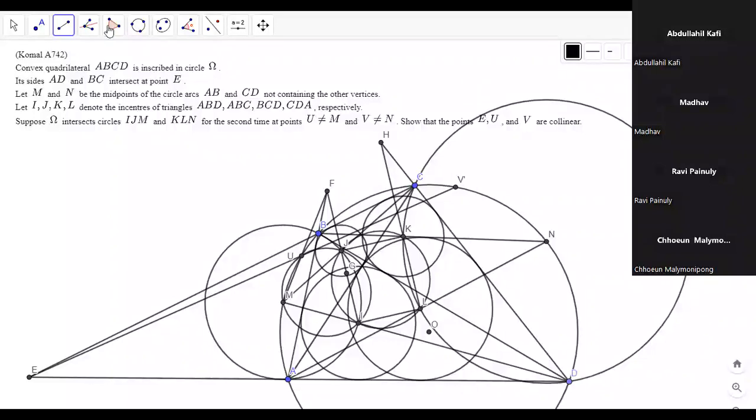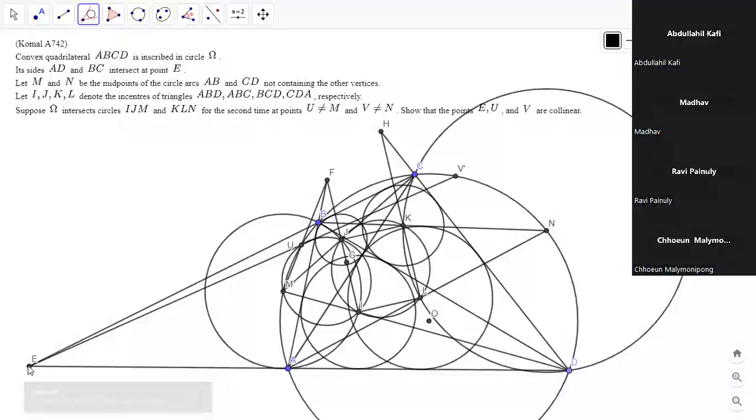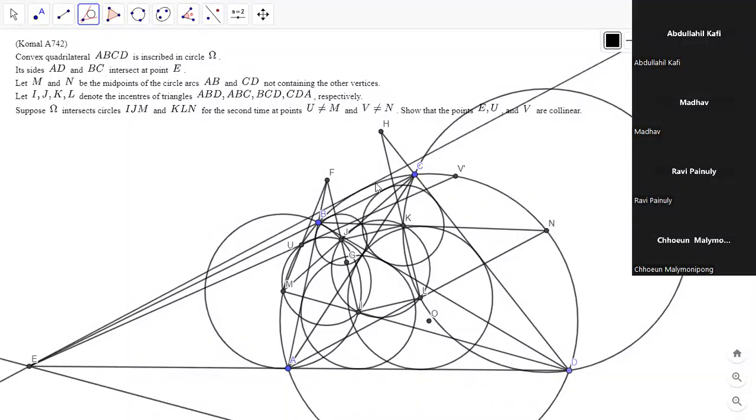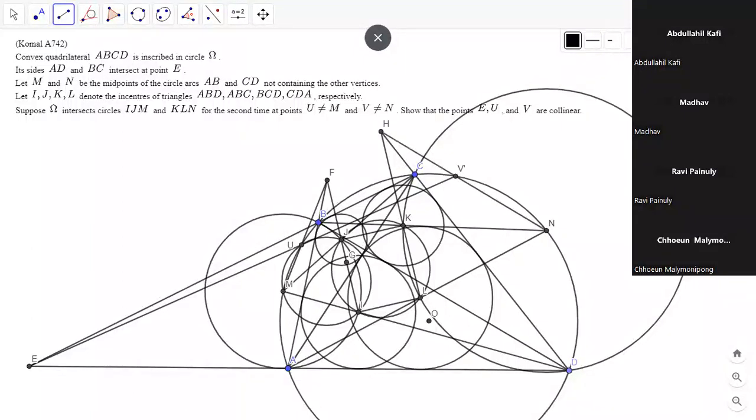I wonder what the tangents are from E. I'm just curious. But I see what you're doing there. Yeah, so you're reducing it to something that looks like it's just a calculation, really. Let me think about how to prove it.